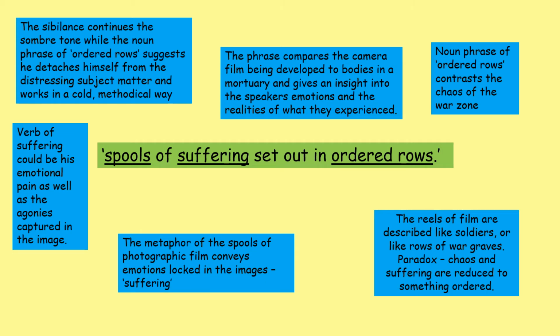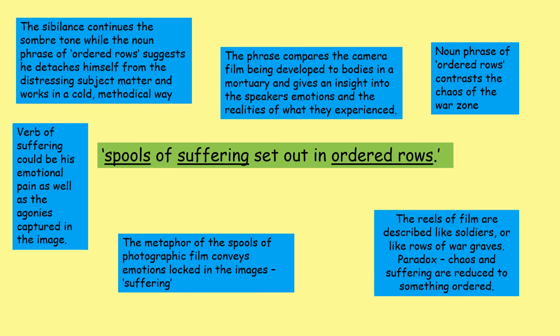We've got the idea of comparison, and the phrase compares the camera film being developed to the bodies in a mortuary and gives an insight into the speaker's emotions and the realities of what they experienced. That could be linked to the ordered rows and lined up dead bodies, and that shows what he had to experience during his time out there taking these photos. You then have the noun phrase of ordered rows again, which contrasts the chaos of the war zone. So he's home now, it's very ordered, very methodical, he's in control, but when he was out in that war zone, obviously there was chaos. He had no control over what happened to those people, he just had to take the photo. So it's trying to contrast the difference between being there and being at home.